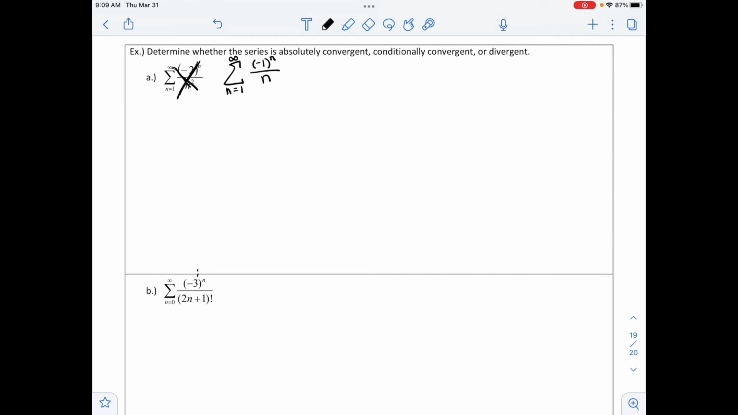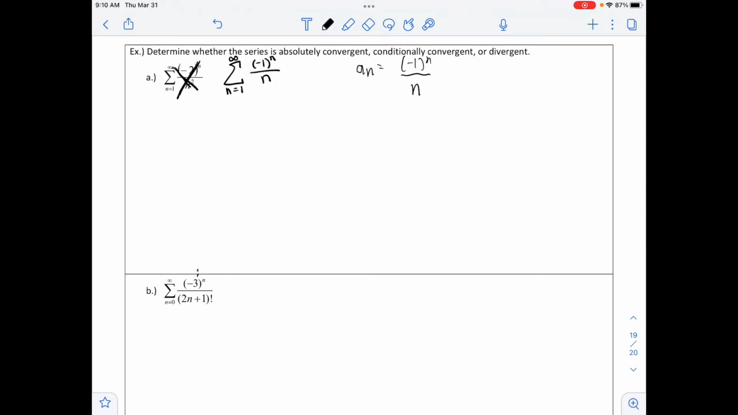The example right below the ratio test says determine whether the series is absolutely convergent, conditionally convergent, or divergent. And we're going to go ahead and make sure that our series says the sum from n equals 1 to infinity of negative 1 to the nth over n. And so for this problem, our a sub n value is equal to negative 1 to the nth all over n. And we're going to go ahead and try that ratio test.